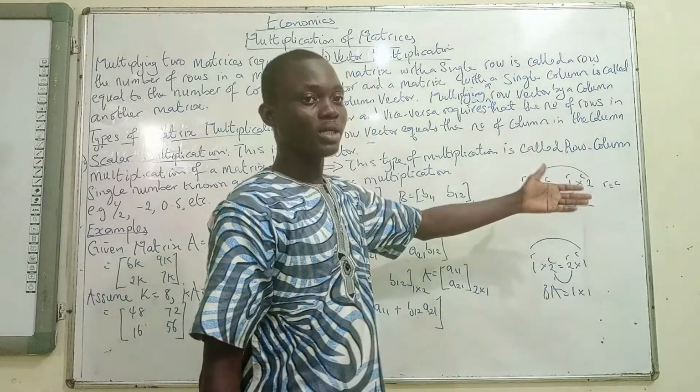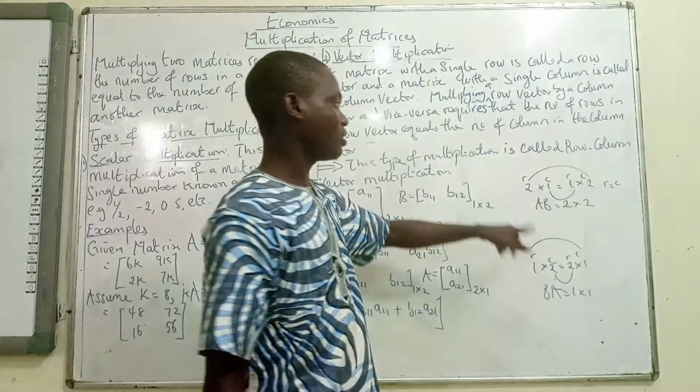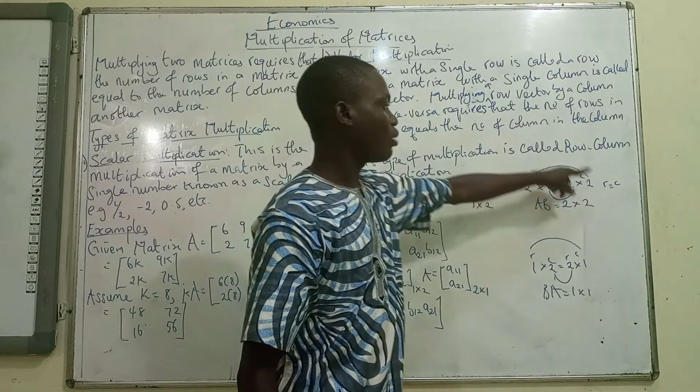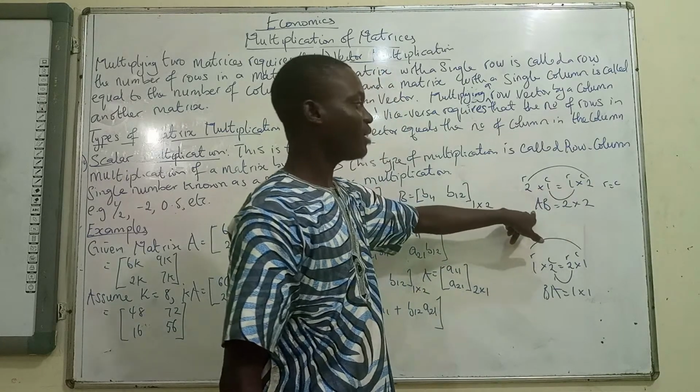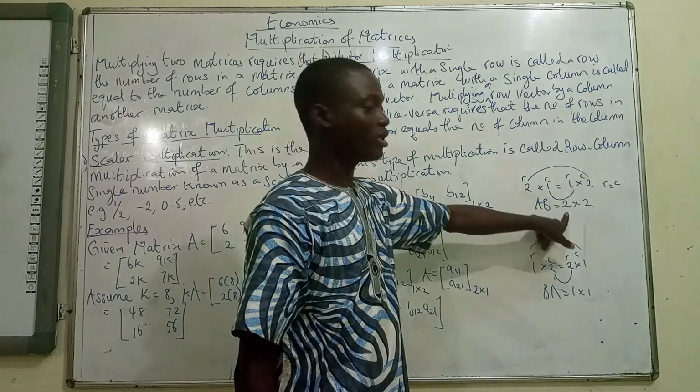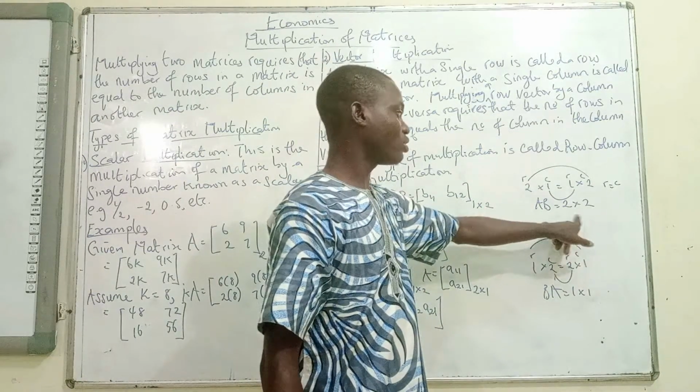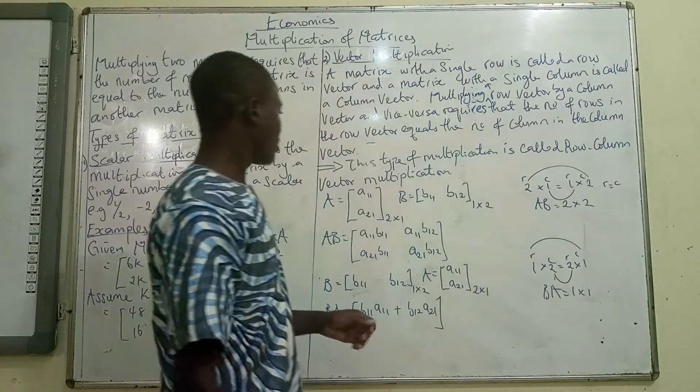Now the remaining numbers tell us the dimension of our final answer. So we have 2 here, and we have 2 here. This is telling us that matrix AB at the end of the day is going to be a 2 by 2 matrix. Okay, this is going to be the dimension. Now, how do we do that?